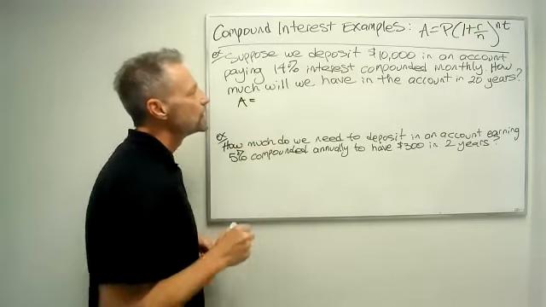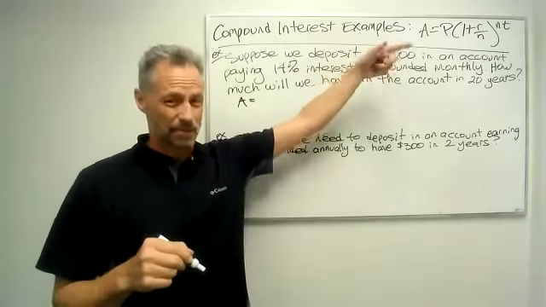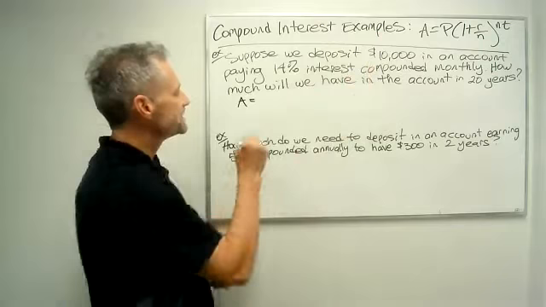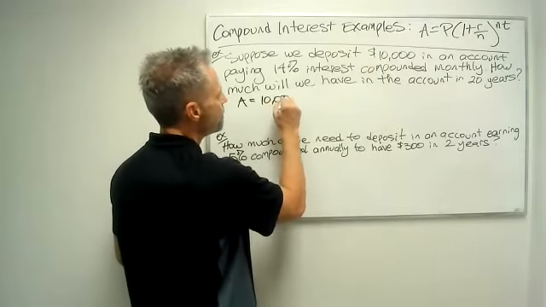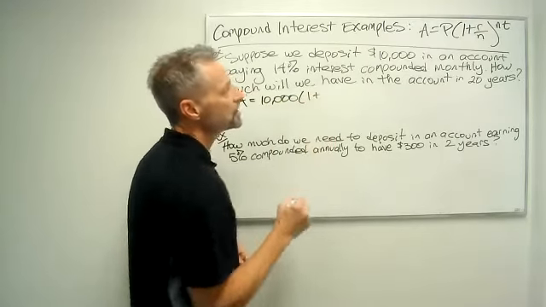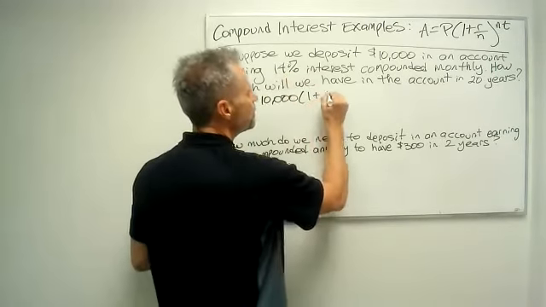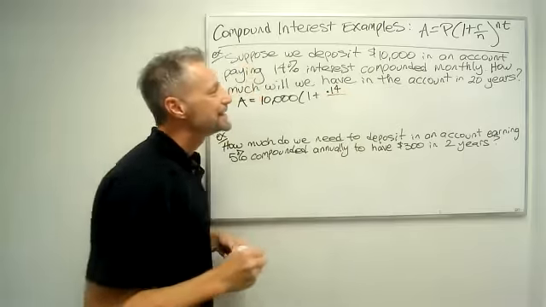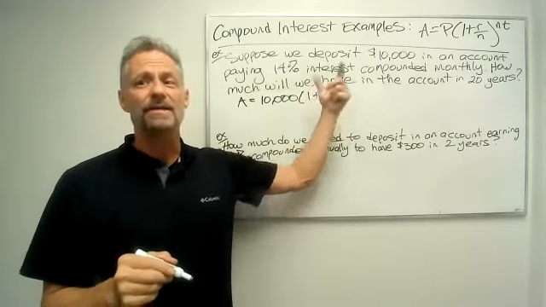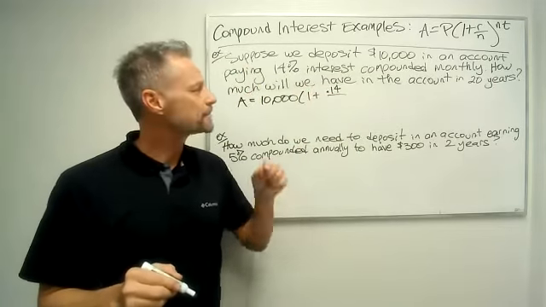So A equals, well, P is the amount we begin with. It's called the principal. Well, that was the $10,000 we deposited. Times 1 plus R, the interest rate, 14%, change that to a decimal, 0.14, divided by N, the number of compoundings per year.